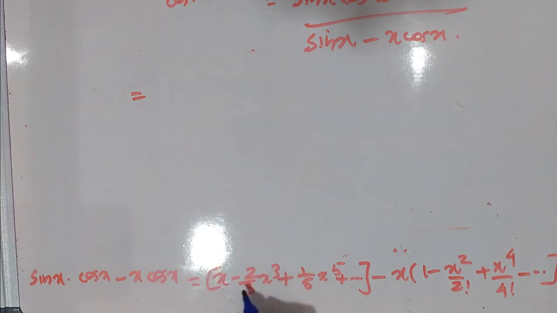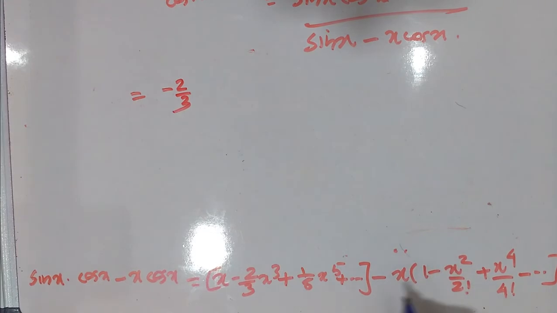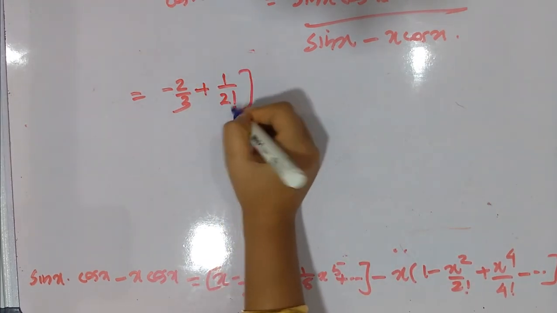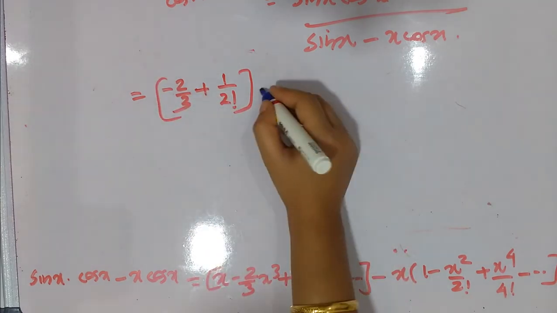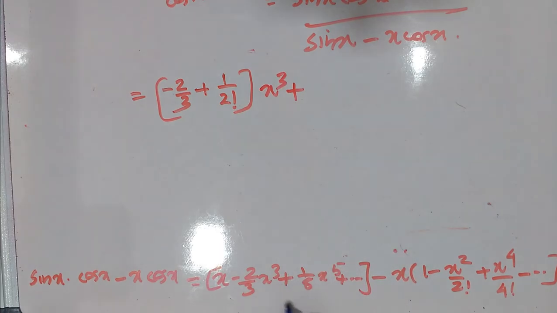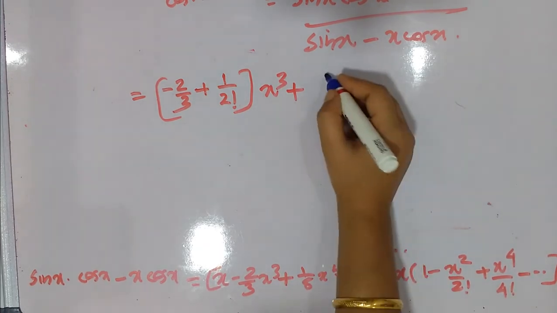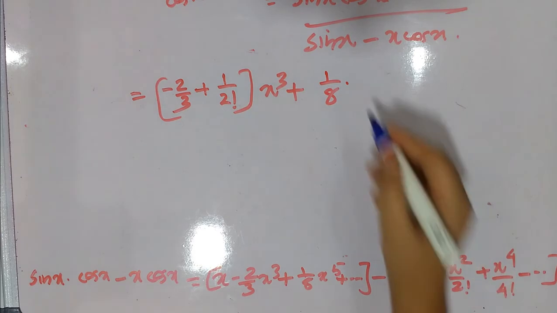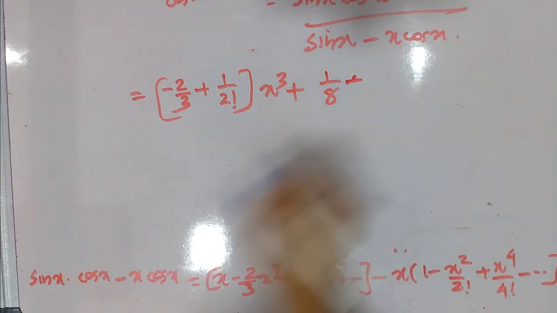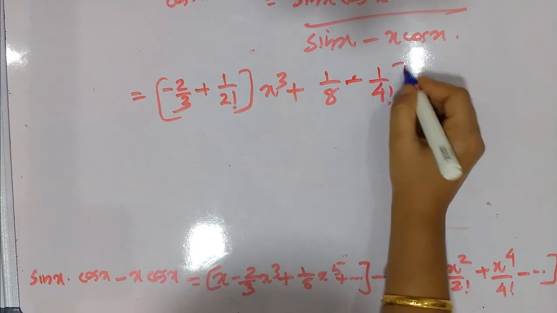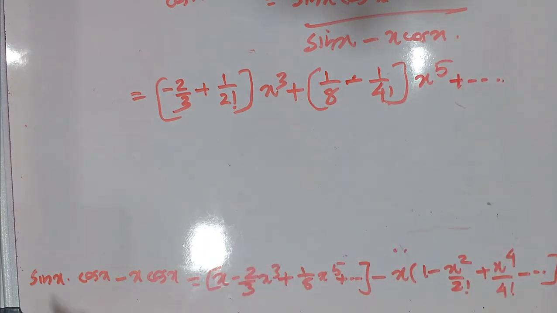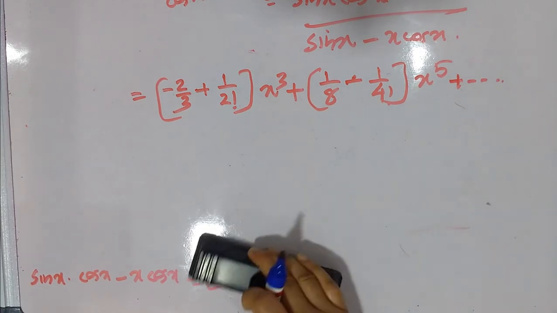the x cube coefficient is minus 2 by 3 plus 1 by 2 factorial into x cube, plus in x raised to 5, the coefficient is 1 by 8 minus 1 by 4 factorial into x raised to 5 plus etc. Now that's the idea.